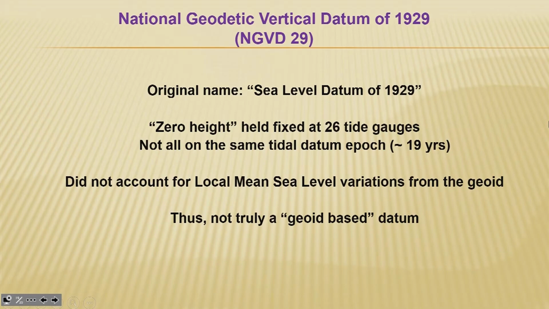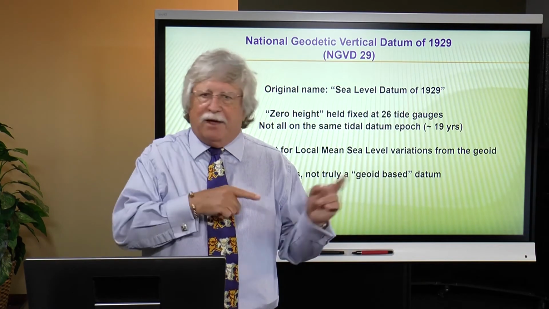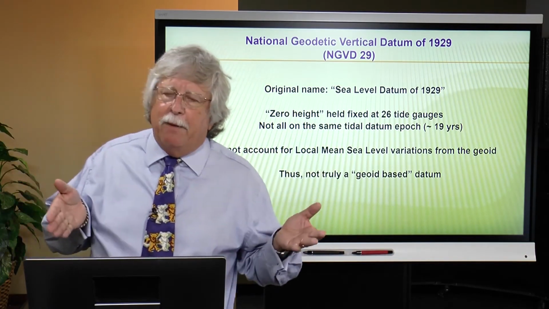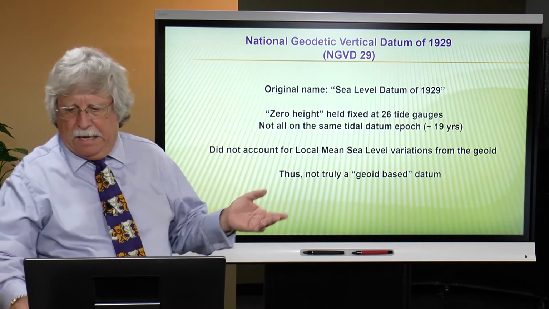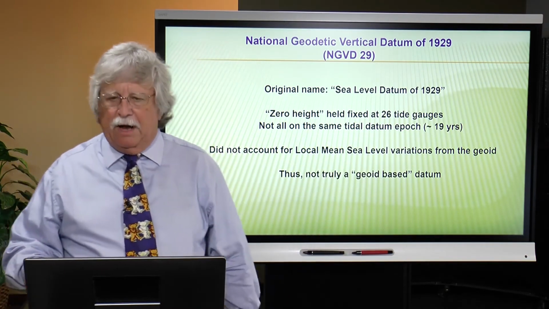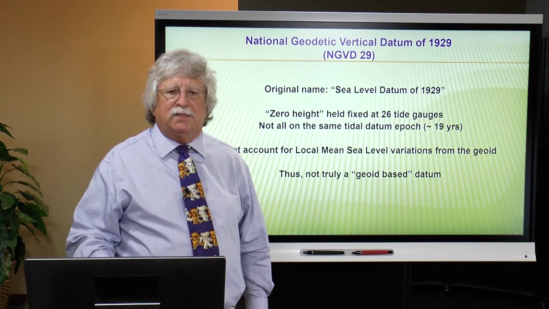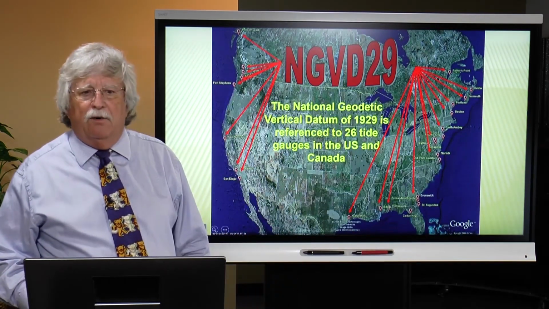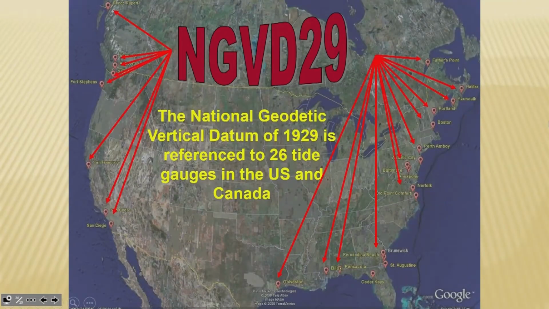Today, NOAA is very specific. All of the tide gauges are in the same tidal datum epoch. Back then, they had not defined a consistent tidal datum epoch for the United States. So again, it's not, as it says here, truly a geoid-based datum. And here you see just a conceptualization of where those stations were located on the East Coast, West Coast, and Gulf Coast, and of course, with our neighbors in Canada as well. There was no NGVD 29 leveling in Mexico.